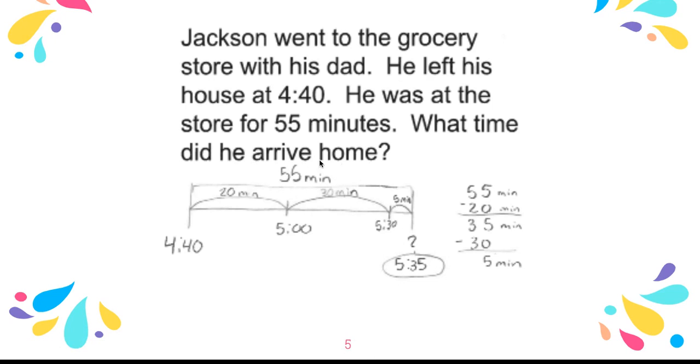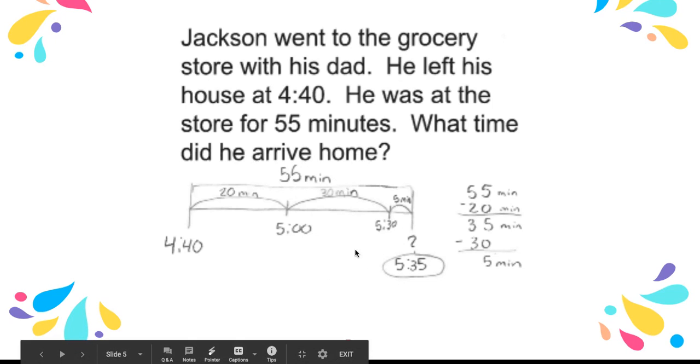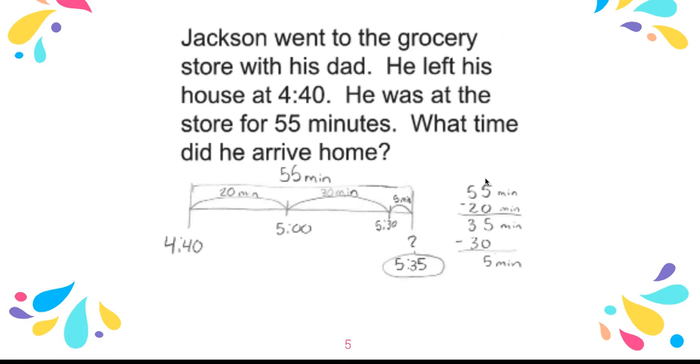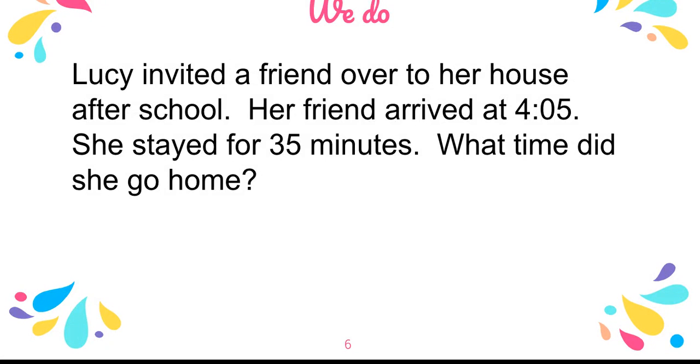So what time does he arrive home? 5:35. All right. And then over here you can check your work by seeing it's 55 minutes. If I take minus the 20 minutes that we started with, that gets 35. Then if I take minus the 30 minutes here, that gets 5 minutes, and then here's your 5 minutes there, and you're right back where you ended. That's that number line. It just looks a little different this time. Your number line could look different. That's okay.